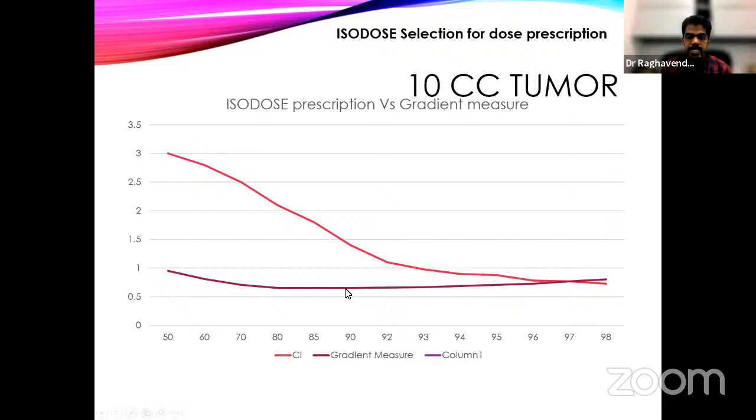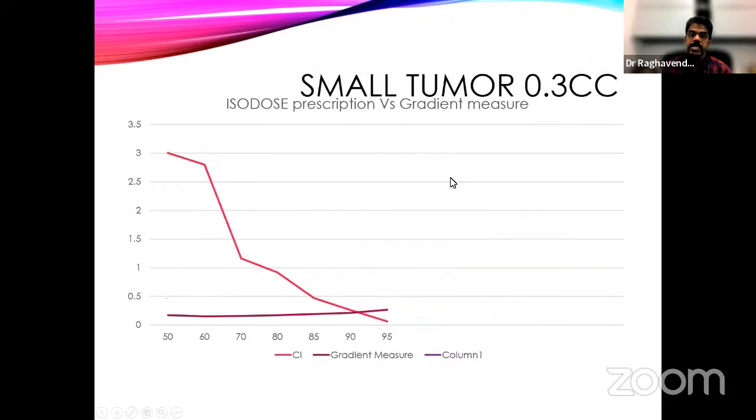But this is actually a sort of saturated or plateau region, and the conformity index also becomes 1. Then if I increase the prescription line to 93, 94, 96, the gradient index starts increasing further. So this is the feature you have to look at. The ideal is something like 1 here. This is the area where you can look for a good prescription if the tumor size is more than about 10 cc.